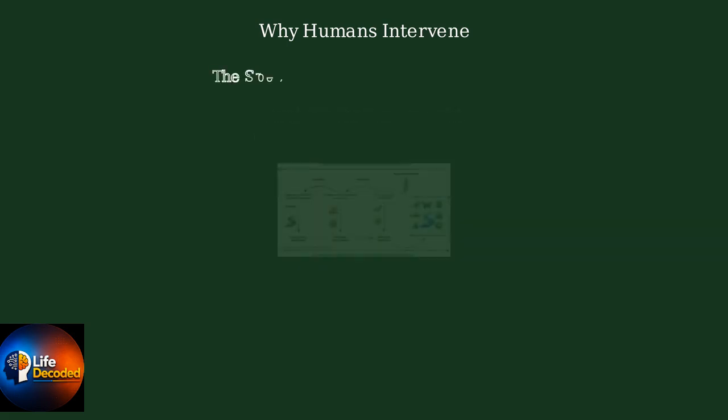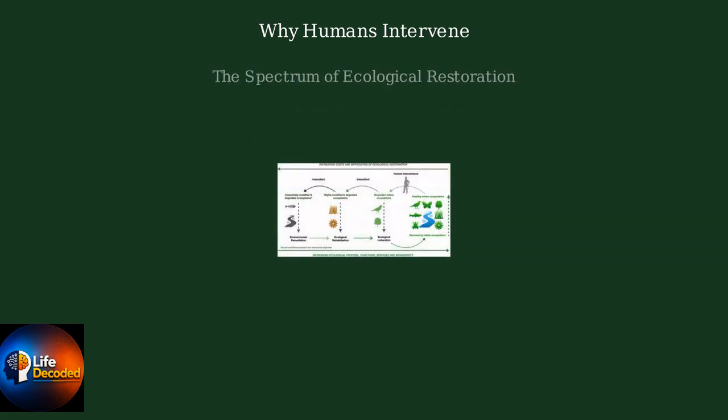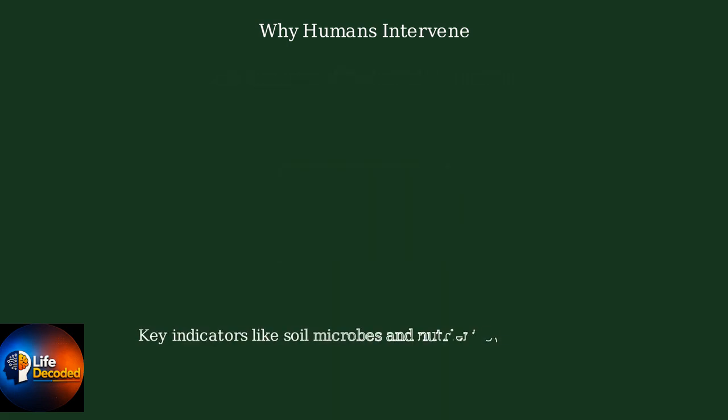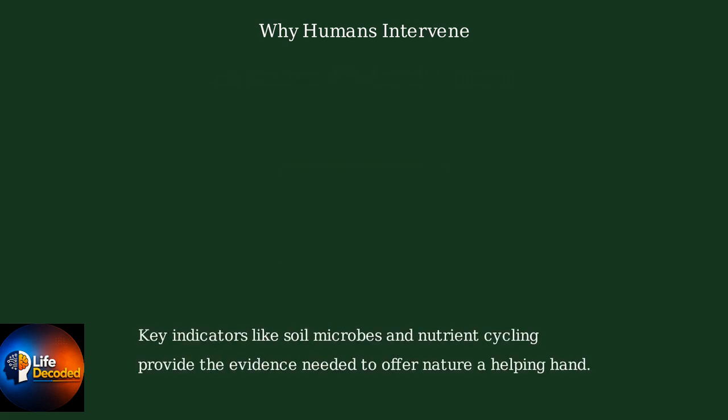Using data from soil health and carbon sequestration, we decide where on this spectrum intervention is required. Human action serves to bridge the gap between degraded land and healthy native ecosystems. Key indicators like soil microbes and carbon sequestration rates provide the evidence we need to offer nature a helping hand exactly when it matters most.